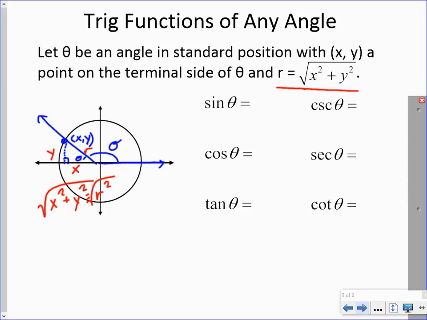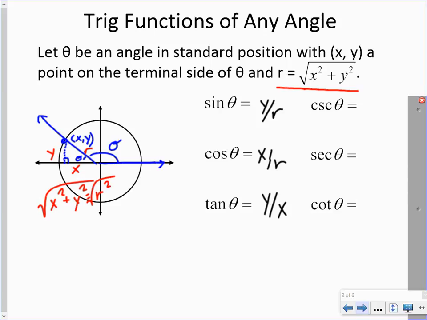Sine is y over r. Okay, we're thinking about opposite over hypotenuse. Cosine is x over r, and tangent is y over x, which tangent is just like it was for the unit circle.